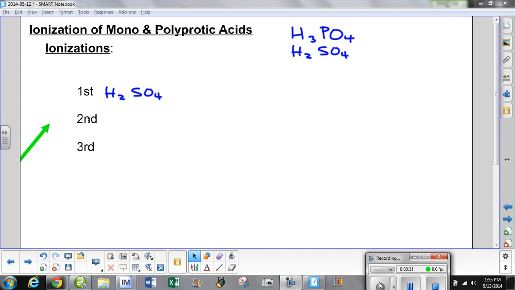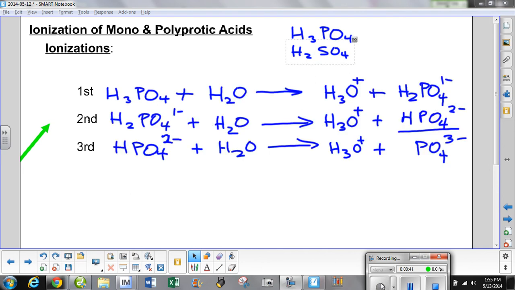Now this time we're going to start with a guy that only has 2 hydrogens. And I want to show you something. Oh, let's go back just a minute. I wanted to go back because I want you to see that with each ionization, it's harder to take the hydrogen away.